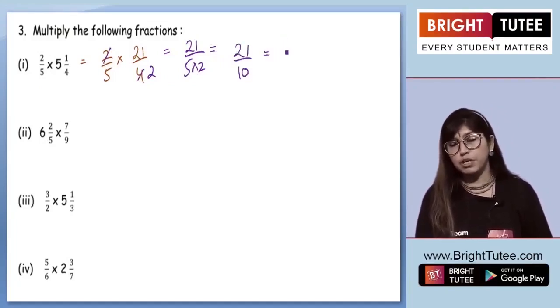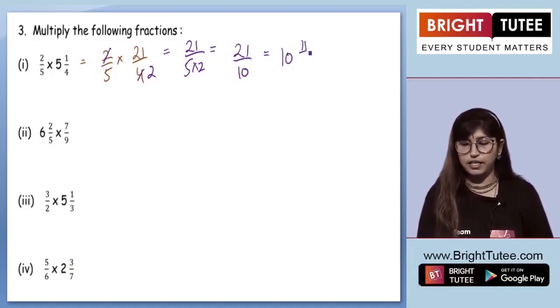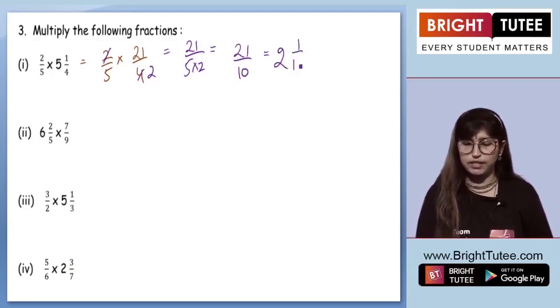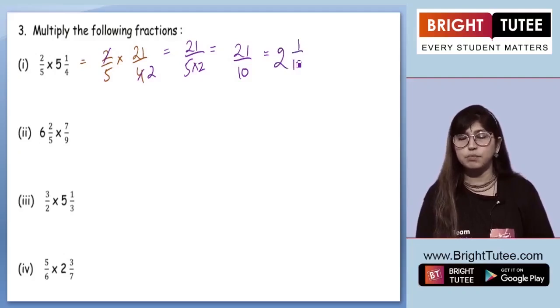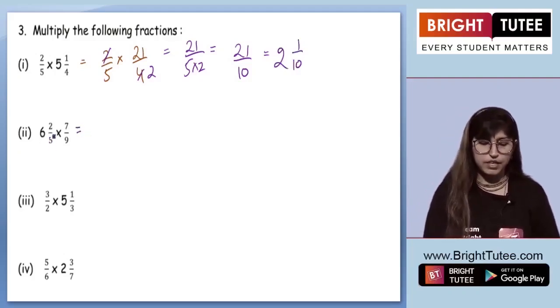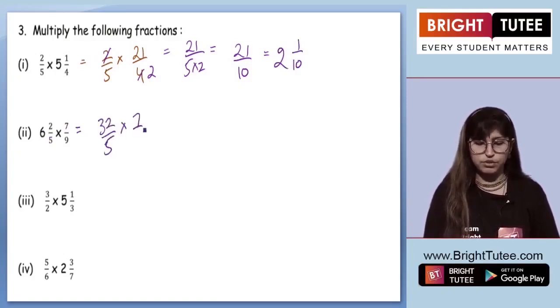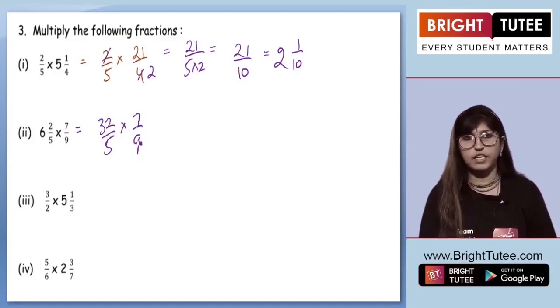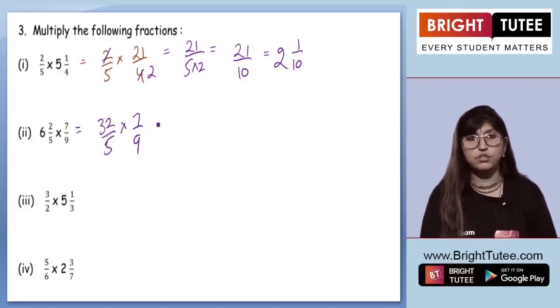To convert it to a mixed fraction, we'll be getting 2, 1 by 10 as your final answer for this part. Let's move on to the second part. 5 times 6 is 30, plus 2 is 32 by 5 into 7 by 9. We'll see if we can multiply any of it, or we can cancel that out. The answer is no.